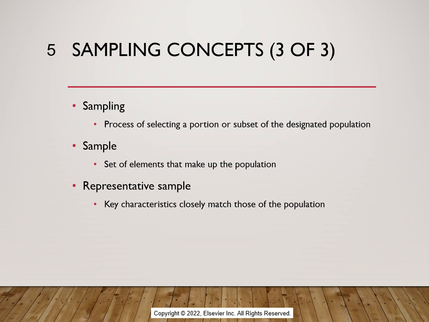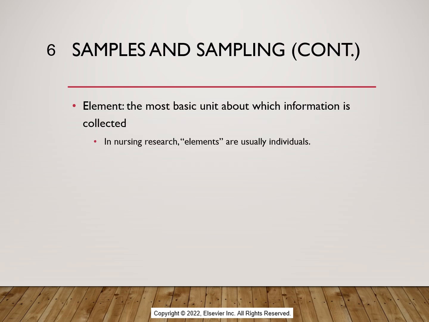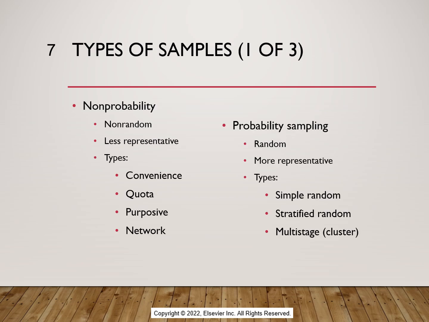This slide just has some more vocabulary on it: sampling, sample, and representative sample. Sampling is the process that the researchers use to select a portion of the designated population. And the sample is that set of elements. It's those participants in the research study. The last vocabulary word is element. I don't often see the word element in research studies that I've read, but just note that that's another possibility when you're reading through your research study.